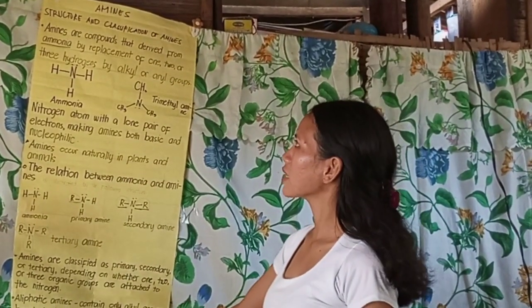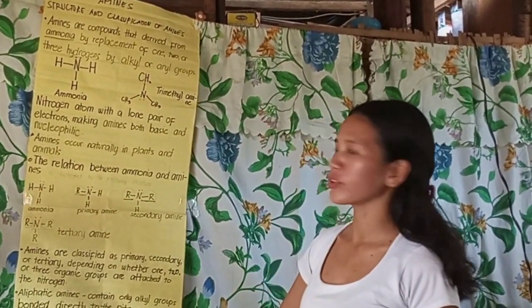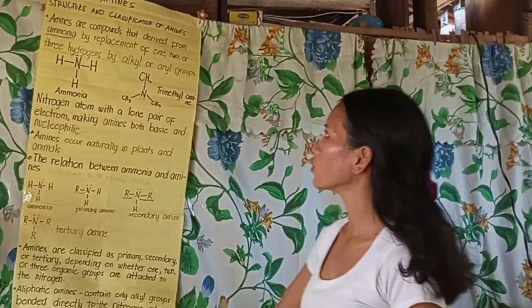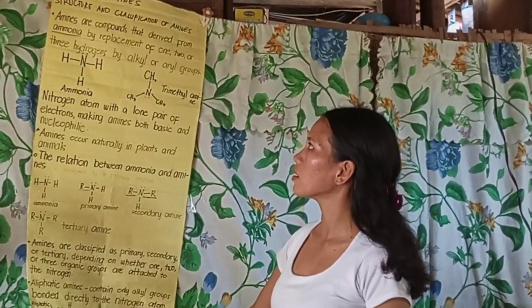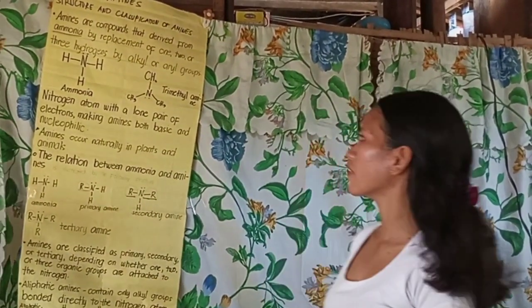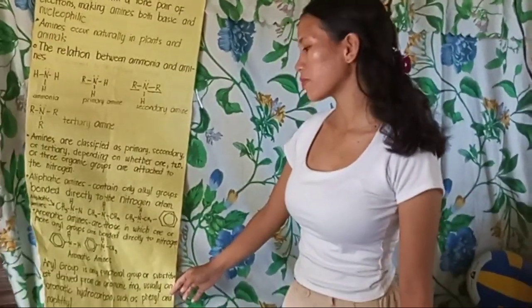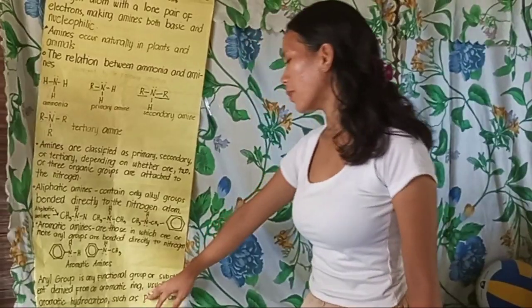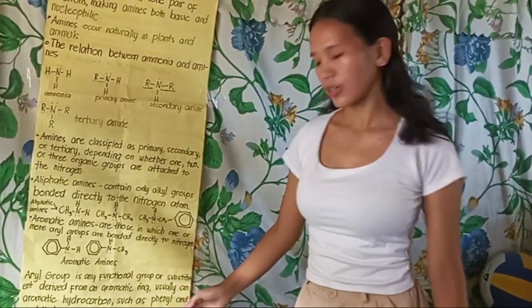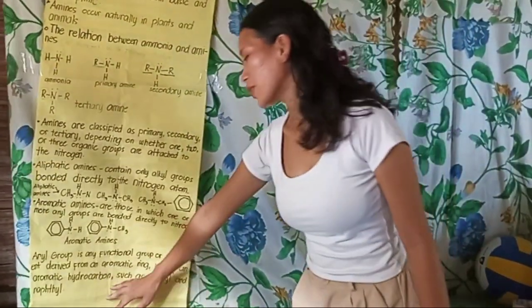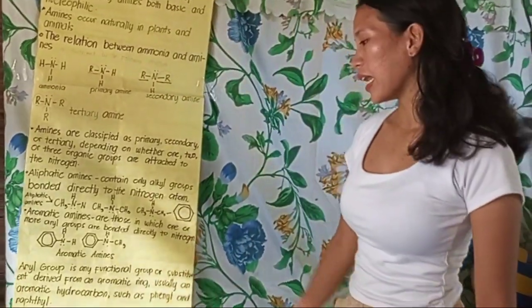Amines. Amines are compounds that derive from ammonia by replacement of 1, 2, or 3 hydrogens by alkyl or aryl groups. An aryl group is any functional group or substituent derived from an aromatic ring, usually an aromatic hydrocarbon, such as phenyl and naphthyl.